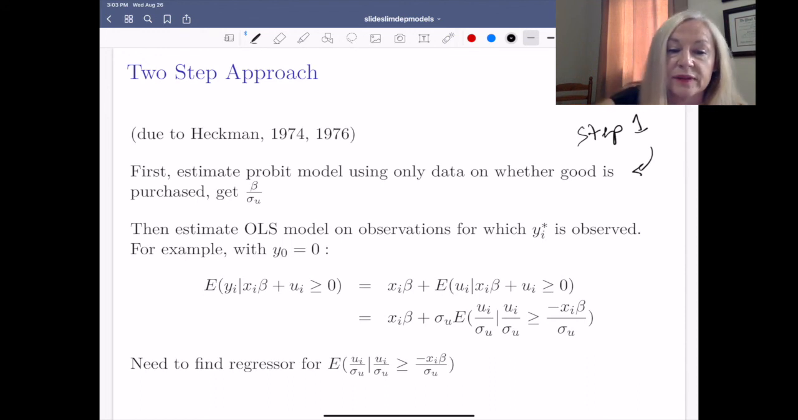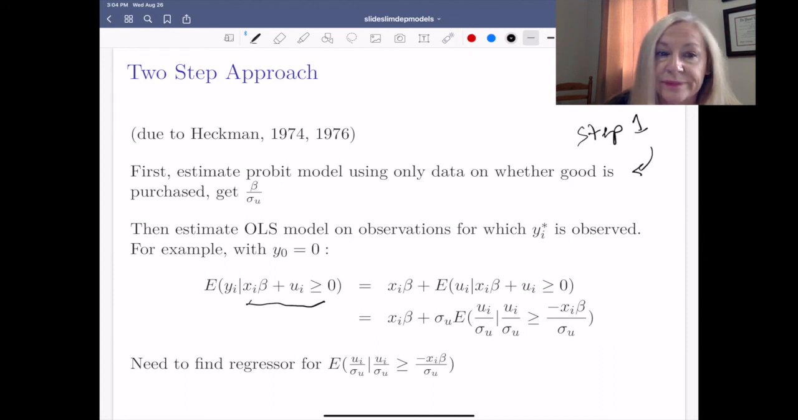We capture this conditioning through this term here: E of ui given xi beta plus ui greater than or equal to 0. This term is not equal to 0, right? Because we're only conditioning on people that bought the good. People that bought the good will tend to have high ui's, because they had a high willingness to pay. So you can't just ignore the fact that you're conditioning on people that bought the good.